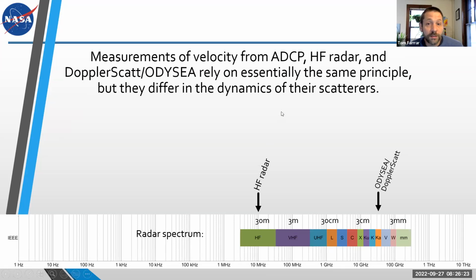As I mentioned before, ADCPs, HF radars, and Doppler scat basically rely on the same measurement principle, but their scatterers are different and have their own dynamics.